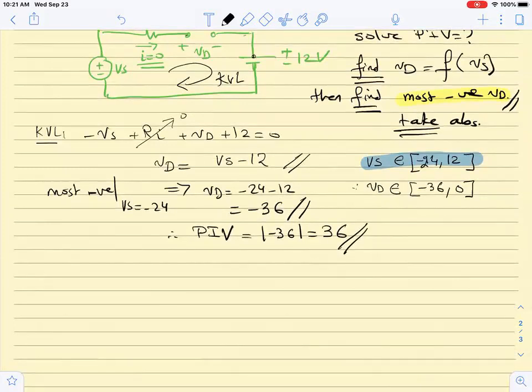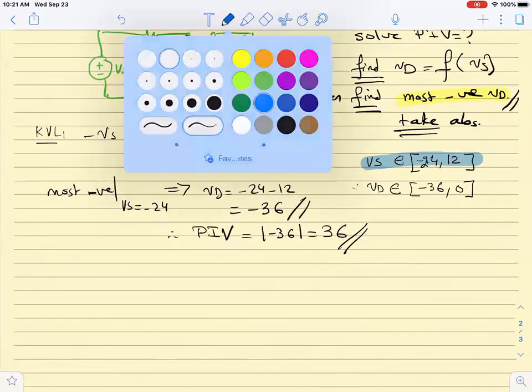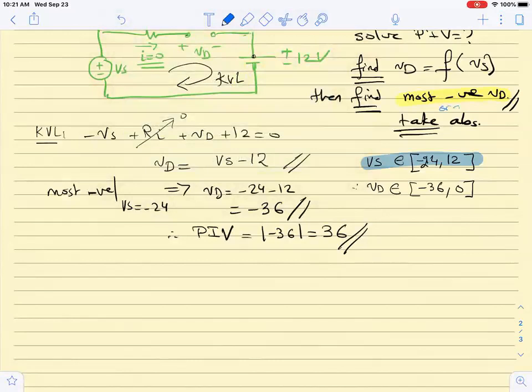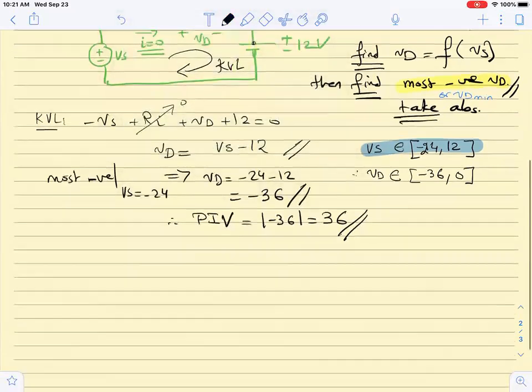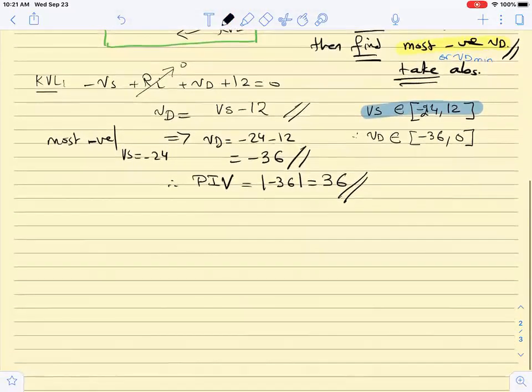Okay, so now we see that this is the basic idea, and this definition is also there, VD minimum. Okay, now that we see that a diode can be stressed and that a negative voltage can be applied across the diode, we are going to look at how a real diode operates.